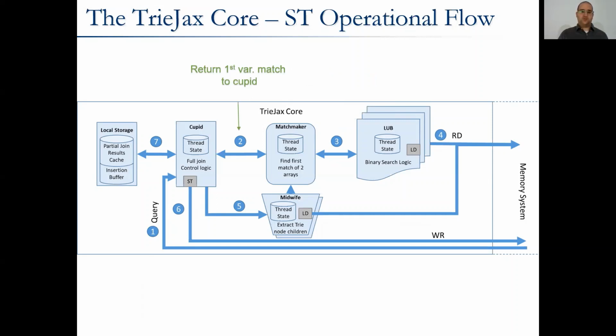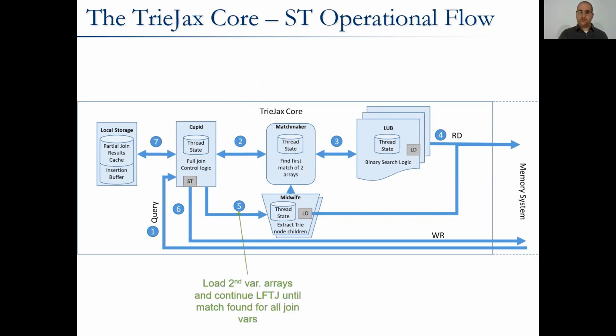Once a match is found, it's going to be sent back to Cupid, and Cupid is going to move to the next join variable. So it first needs to focus on the children of the first match in the try. And for that, it uses the midwife. Once we find a match for all the join variables, we stream the result to memory.